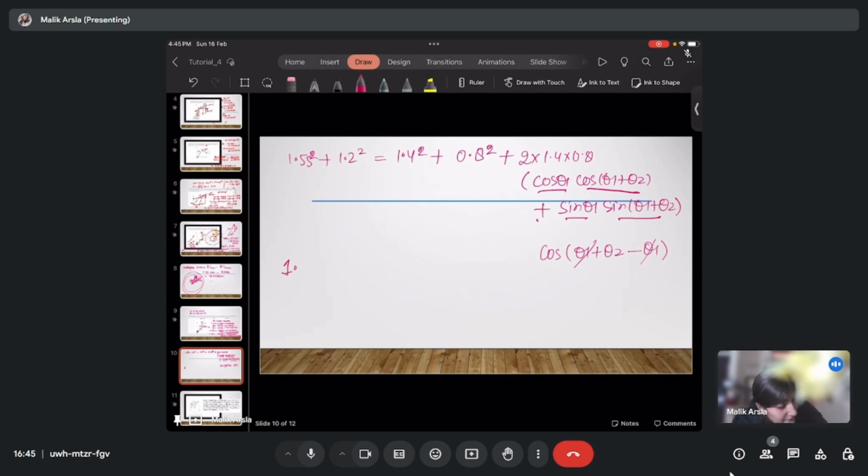Now 1.5 square plus 1.2 square minus 1.4 square minus 0.8 square, upon this coefficient 2 into 1.4 into 0.8, will be equal to cos of theta 2. Now when you solve it, theta 2 is coming out to be 56.3108 degrees.